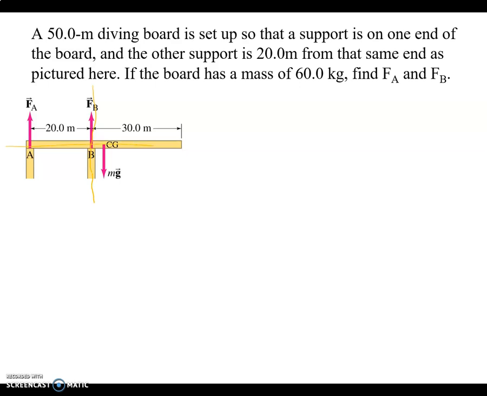Maybe I should have had a different color. Let's go with a purple color. There we go. There's our coordinate system. Now you see, right away, we've got a problem. We didn't know where FA and FB were, so we're assuming that they are as pictured here in this figure.